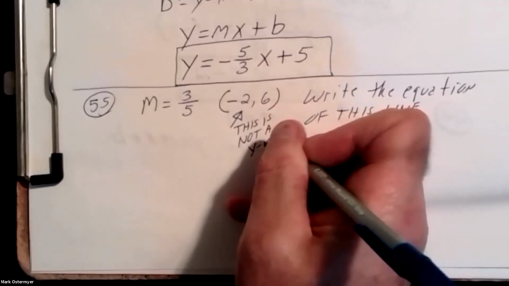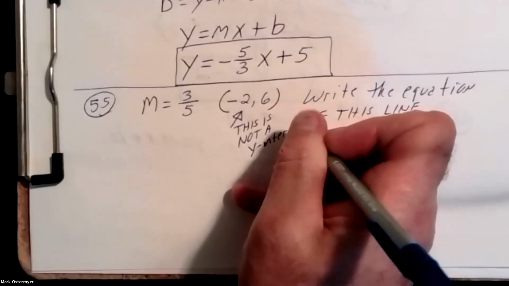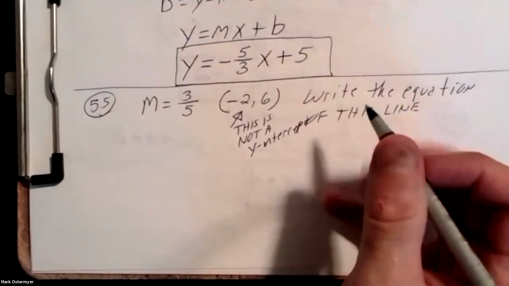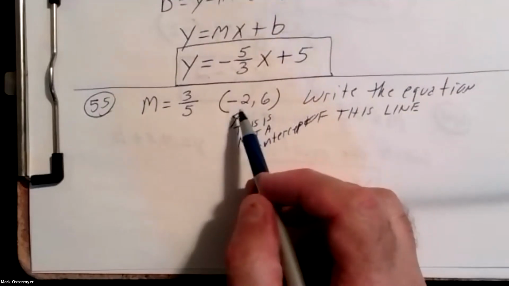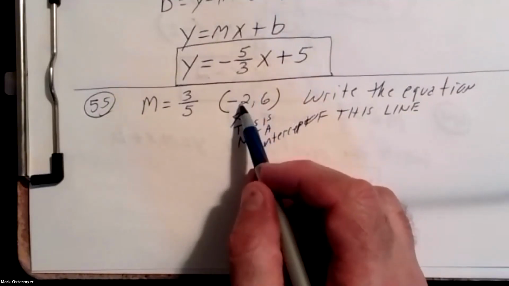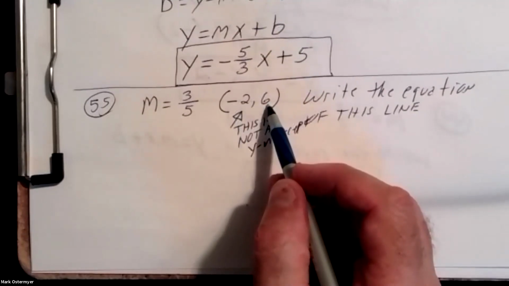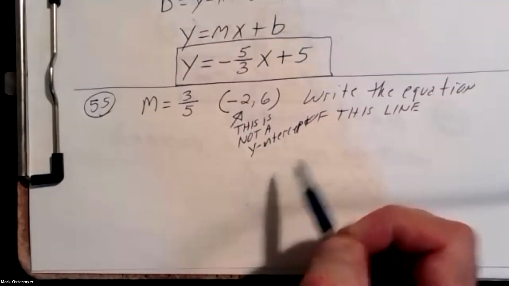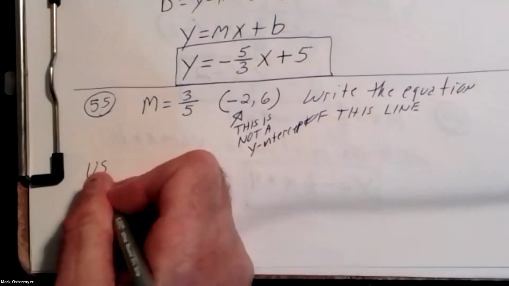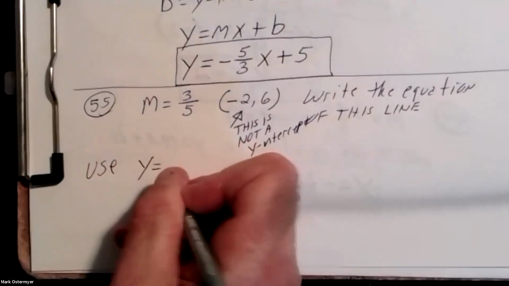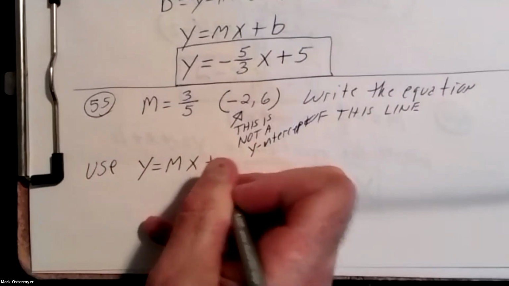By the way, if it was a y-intercept, the x-coordinate would have to be what? It would have to be 0. Our x-coordinate is not 0. That's why this is not a y-intercept. It's just some other point that's on our graph, our line. And they want us to write the equation. So how are we going to do that? Well, we're going to use the slope intercept form to help us get started here.